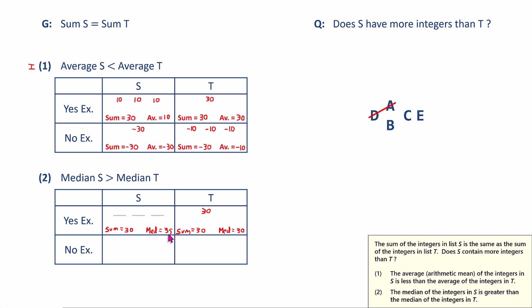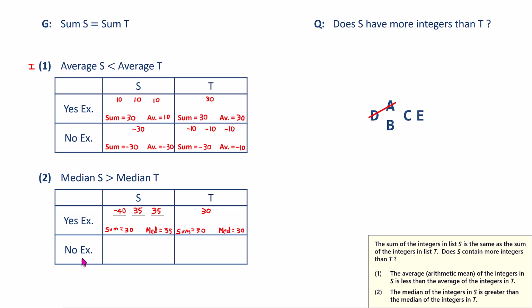And by definition, the median is the middle number when you list from low to high, so let's put 35 as our middle number. The high number we can just make another instance of 35, and now we just have to pick our low number. We know that the sum of this list has to be 30, and 35 plus 35 already comes to 70, so to get that total down to 30, we need to make this negative 40, because negative 40 plus 70 equals 30. So that's our yes example.